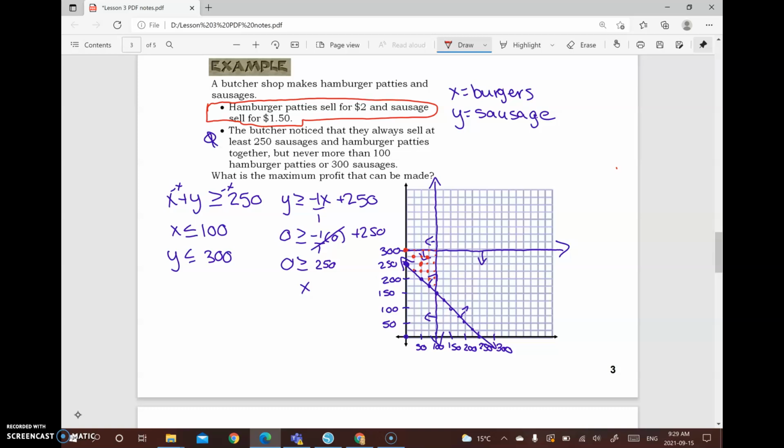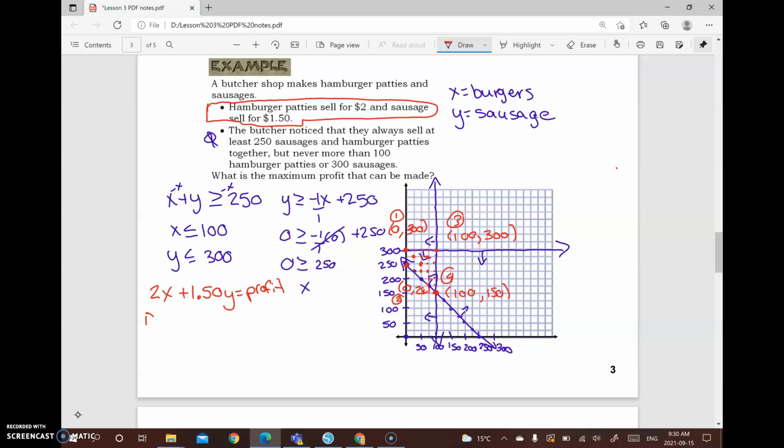I'm going to go ahead and create my objective function. So I want to maximize a profit that deals with money. And if a hamburger patty sells for $2, I can represent that as 2x. And a sausage sells for $1.50, so I can represent that as 1.50y. And that is going to equal my profit. I'm then going to look at my graph, and I'm going to find all my vertices, all the corners. So this one here is the point 100 and 150. This point here is the point 100 and 300. This point here is the point 0 and 300. And this one here is 0 and 250. So you're going to plug those 4 points into your objective function. I'll just label them 1, 2, 3, 4.